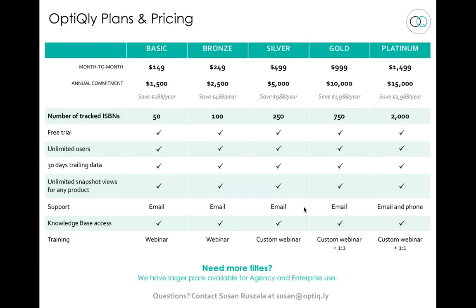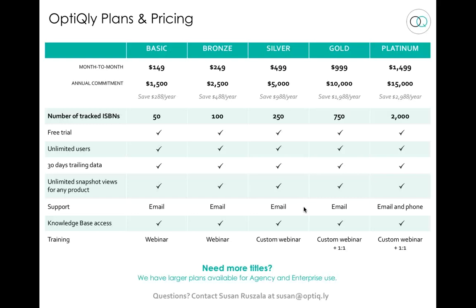We've gotten a lot of questions from our early users about pricing for the platform and how that will work. So I do want to cover that briefly, and then we can go back to the demo and cover a few more things. So the OptiQly subscription plans are available on a monthly or annual basis. There's definitely a generous discount for annual subscriptions if you choose to go that way. Pricing is based on the number of ISBNs that you're tracking.